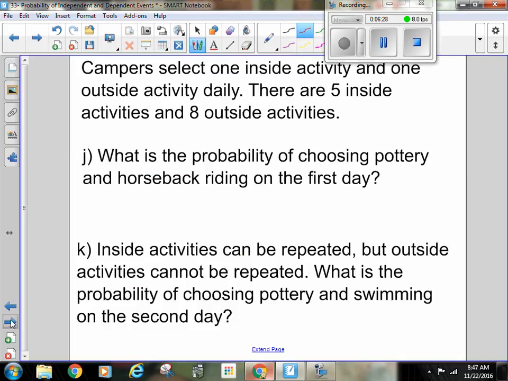All right. The last topic says campers select 1 inside activity and 1 outside activity daily. There are 5 inside activities and 8 outside activities. What's the probability of choosing pottery and horseback riding on the first day? Okay, so pottery is one of your inside activities, so that's 1 out of 5. We have our and, so we're going to multiply. Horseback riding on the first day, so that's 1 out of the 8. So we're going to multiply across and we get 1 out of 40. So it's a 1 out of 40 chance that we're going to pick pottery the first day and horseback the first day.